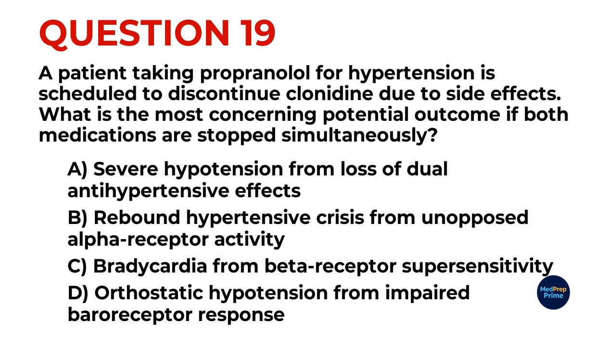A patient taking propranolol for hypertension is scheduled to discontinue clonidine due to side effects. What is the most concerning potential outcome if both medications are stopped simultaneously? Option A. Severe hypotension from loss of dual antihypertensive effects. Option B. Rebound hypertensive crisis from unopposed alpha receptor activity. Option C. Bradycardia from beta receptor supersensitivity. Option D. Orthostatic hypotension from impaired baroreceptor response.